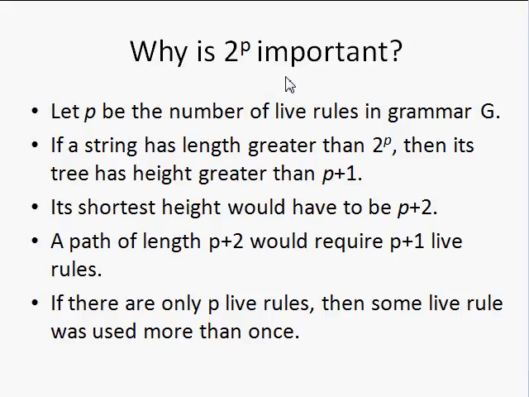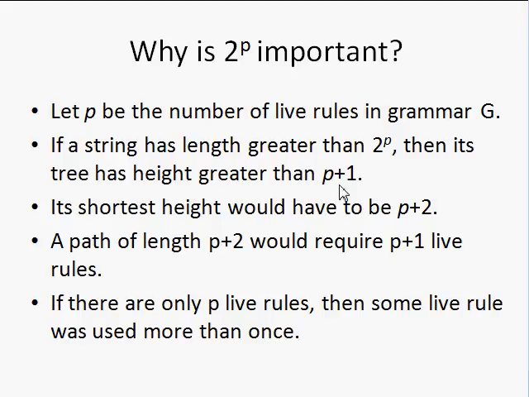Why is that important, and where does it come from? Let's step through this slide. This is a real important slide to understand. p is the number of live rules you have in your grammar. Our relationship that we found between string length and height of the tree says if a string has length greater than 2 to the p, then its tree is going to have a height greater than p plus 1. We just substituted p for whatever variable we were using. I think we used i before, but we just stuck p in there.